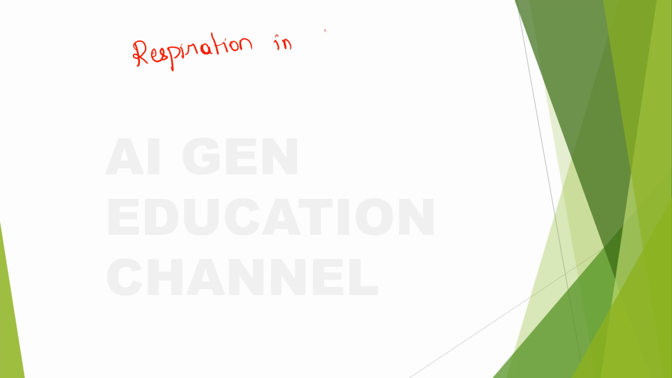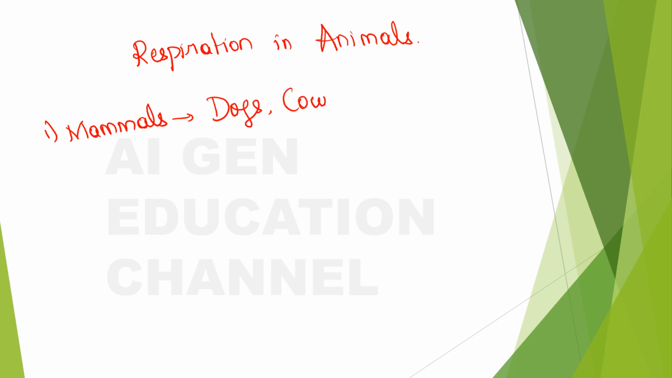We have already dealt with respiration in human beings. Now, in animals, first let us consider mammals. So, mammals like dogs, cows, what happens in here? Like human beings, they also use, yes, lungs. Okay. Now, what happens in birds? Yes, they do also have lungs.